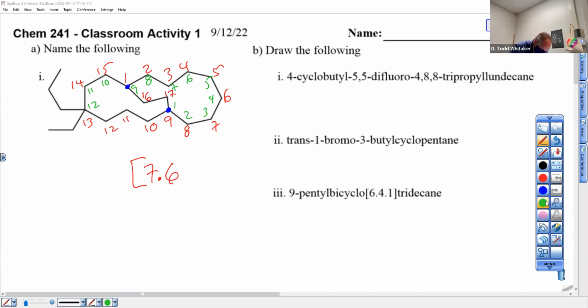And I'll finish the green numbering. You don't have to put any numbering on your molecule, by the way. I only grade the final name. 16, 17. Okay, so what's the third number? Well, there's one way to get from bridgehead to bridgehead I didn't count, and that's this way with 2 carbons in the middle, 2 bridge carbons.